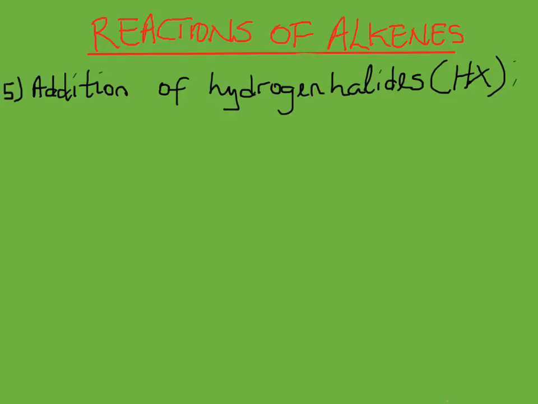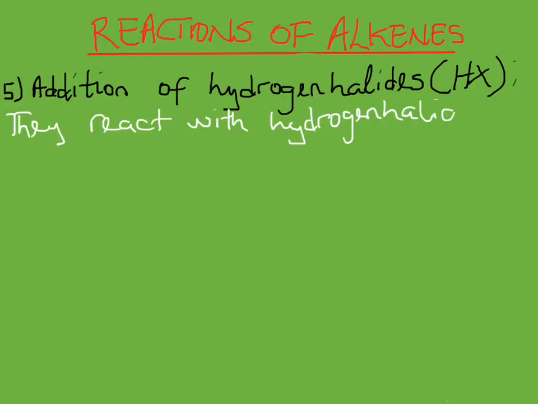What does it state? Markovnikov's rule states that in the addition of a hydrogen halide to a carbon-to-carbon double bond in an unsymmetric alkene, the hydrogen atom attaches itself to the carbon atom linked with the largest number of hydrogen atoms. As we go further, you understand better.